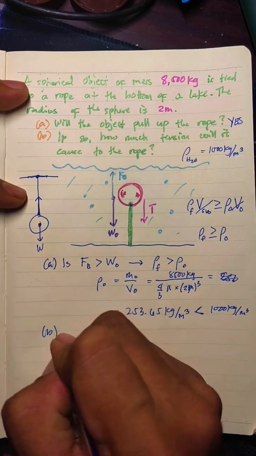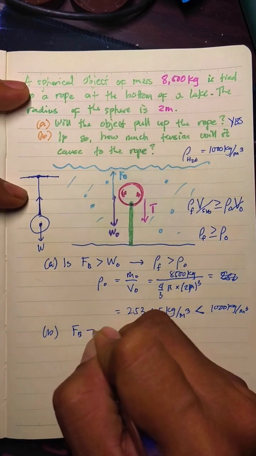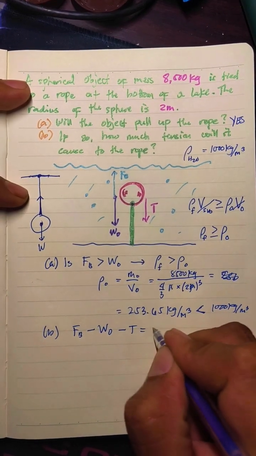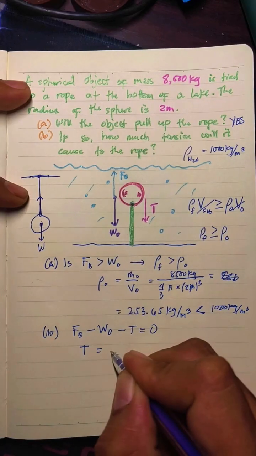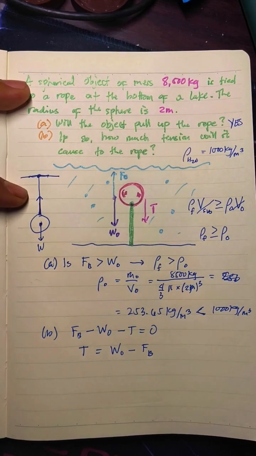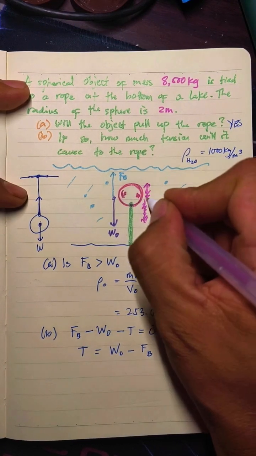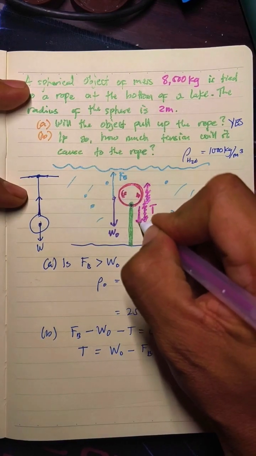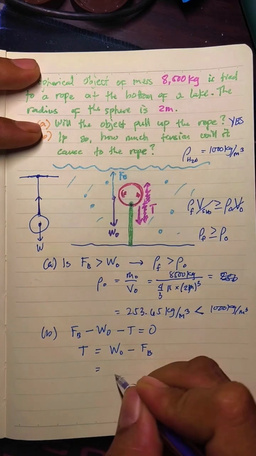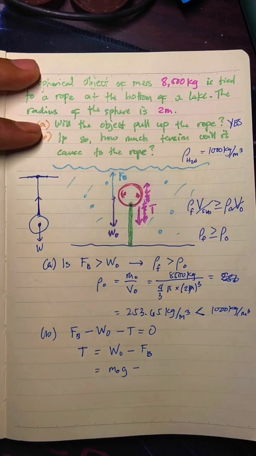So to answer letter B, in order for this to be in static equilibrium, that means that the buoyant force minus the weight of the object, okay, minus the tension equals 0. From here, we can see that the tension is just equal to the weight of the object minus the buoyant force. Okay. Sorry, it's correct. Actually, tension is downwards. Okay. Tension is downwards. So the weight of the object is just, again, the mass of the object times g minus the buoyant force.